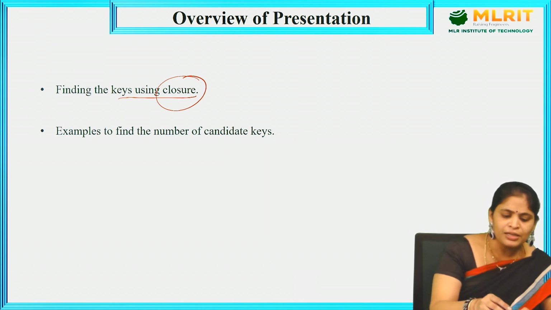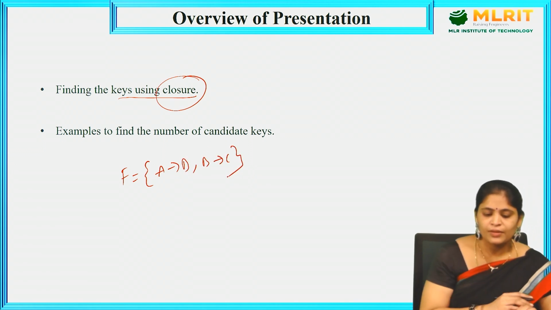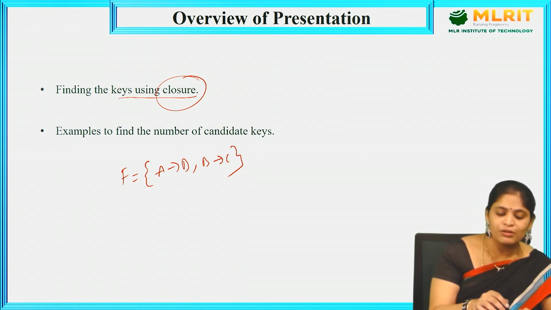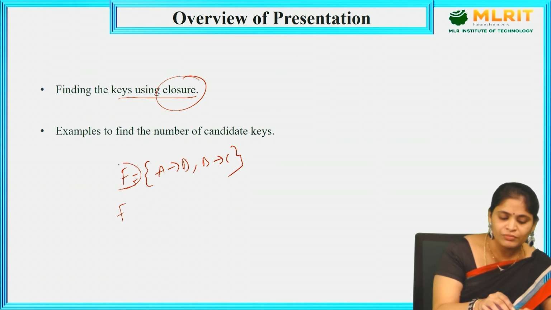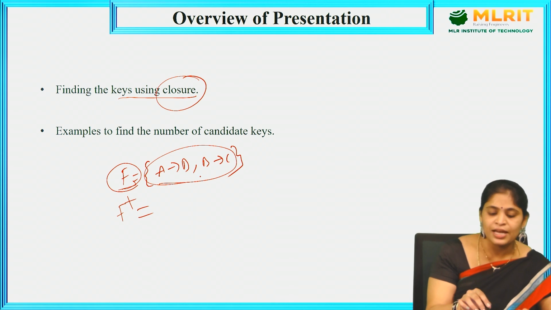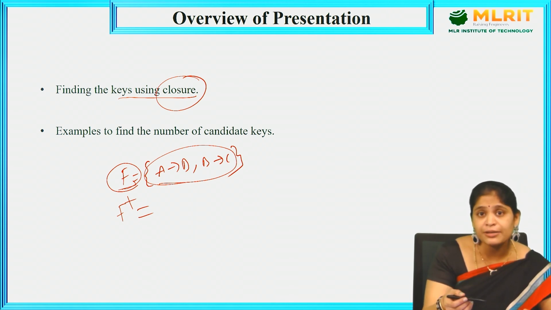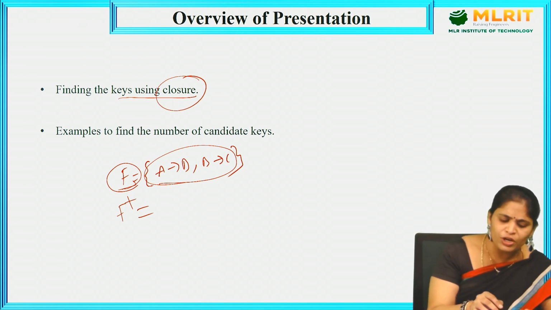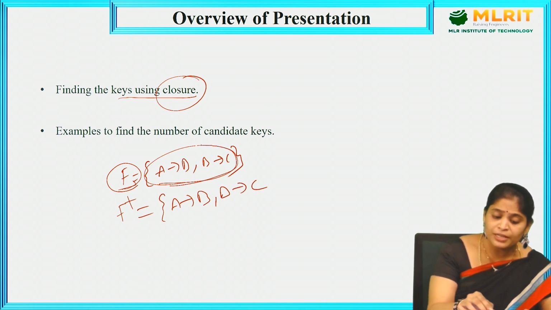For example, let us discuss functional dependencies. A tends to B, B tends to C. So what is closure here? Closure means what F derives, F closure, which includes all the dependencies, and from these dependencies, by using axiom rules, we can derive further dependencies. So F plus includes A tends to B, B tends to C. Those are the functional dependencies which are already given, and we have to include them.